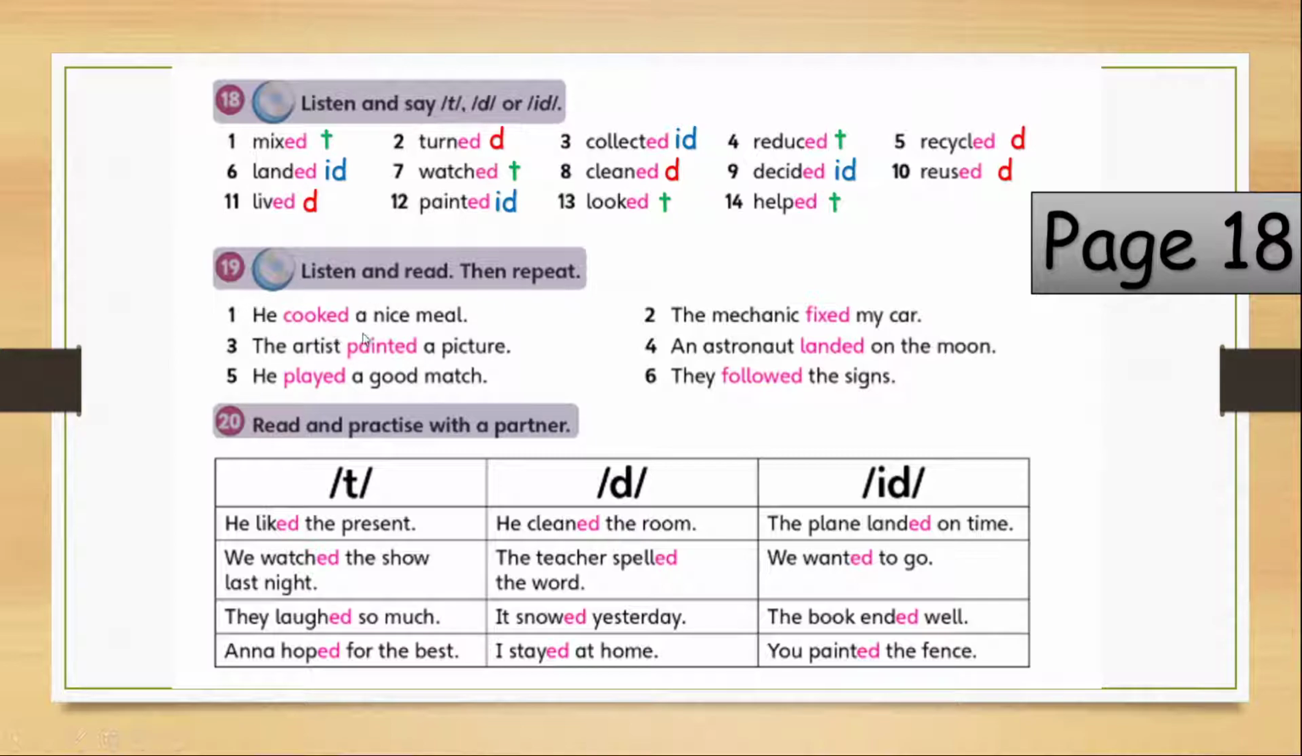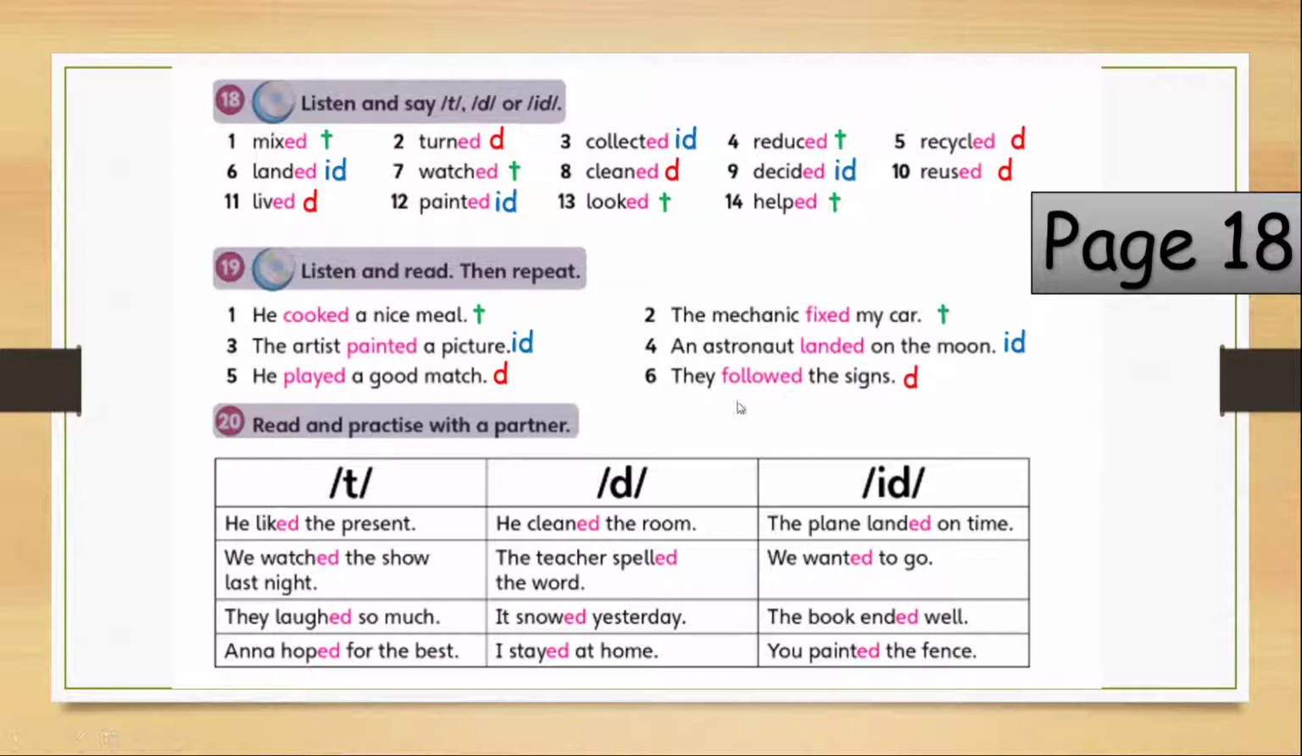He cooked a nice meal. Cooked. This is the t sound. Number 2, the mechanic fixed my car. Fixed. The t sound. Number 3, the artist painted a picture. Painted. It's the ed sound. 4. An astronaut landed on the moon. Landed. It's the ed sound. 5. He played a good match. Played. The d sound. 6. They followed the signs. Followed.